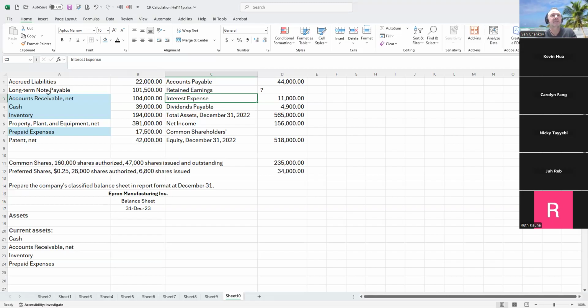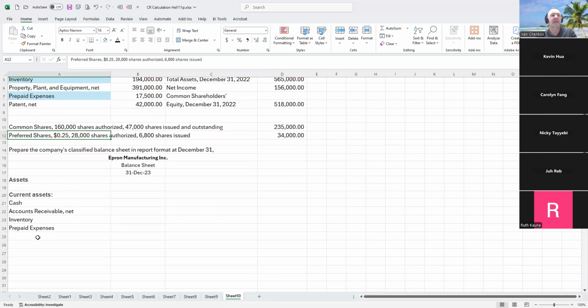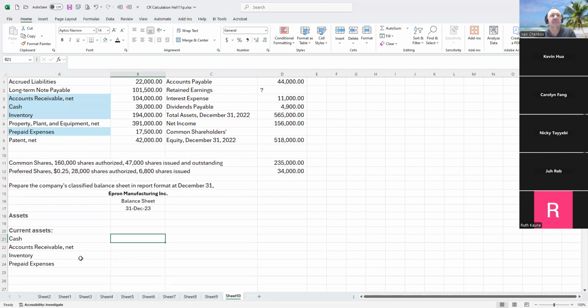So next one, dividend payable. That's a liability. We have the total assets, net income, shareholders' equity, equity at December 31st. We have all those things, common shares, preferred shares. Okay, let's keep going here. So is there anything else left on the current assets? Or did we catch everything? I think we caught everything.